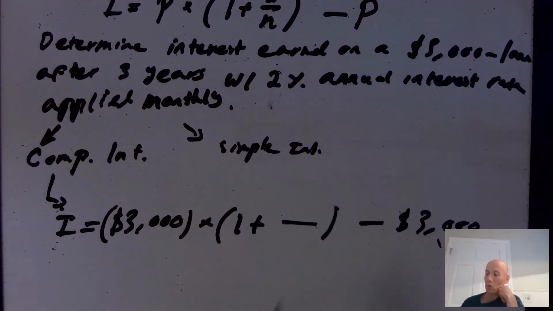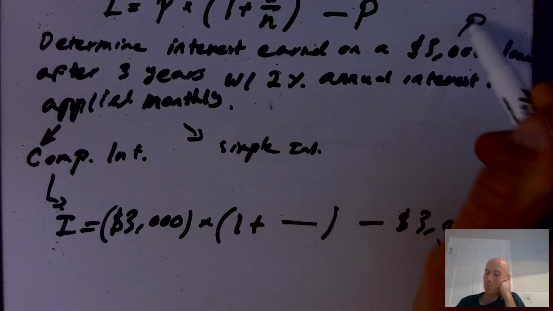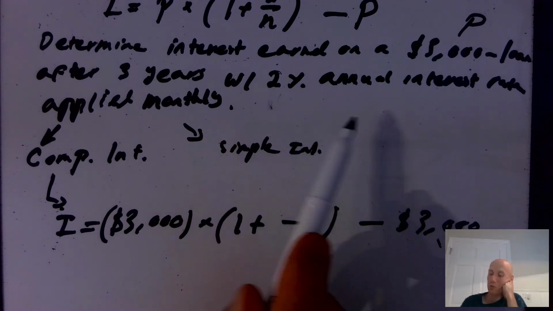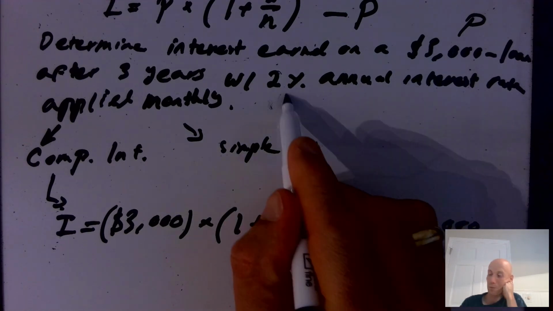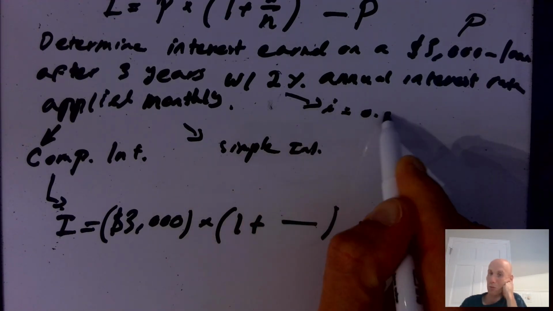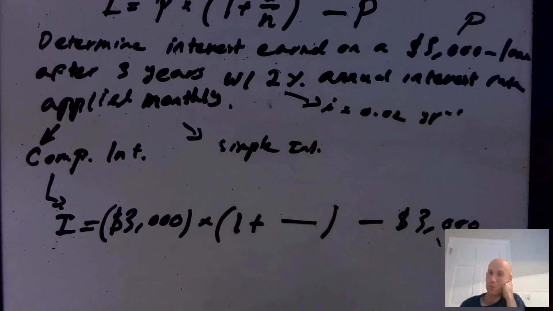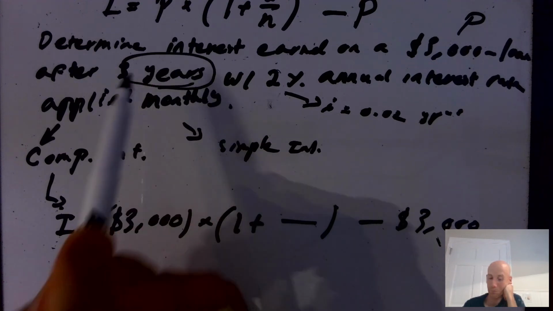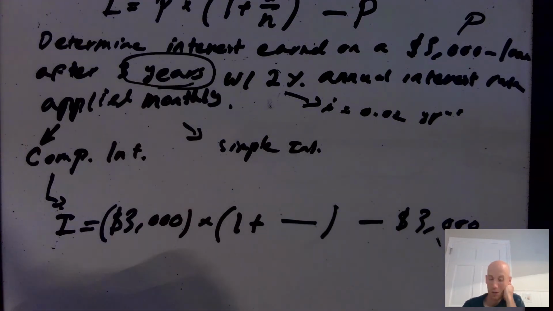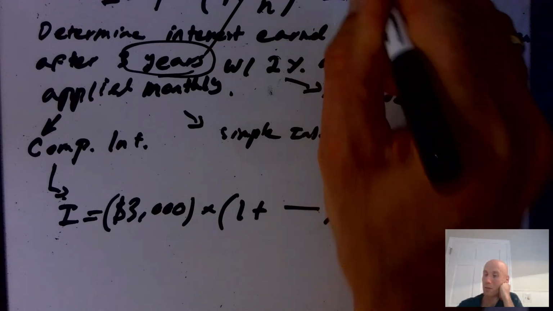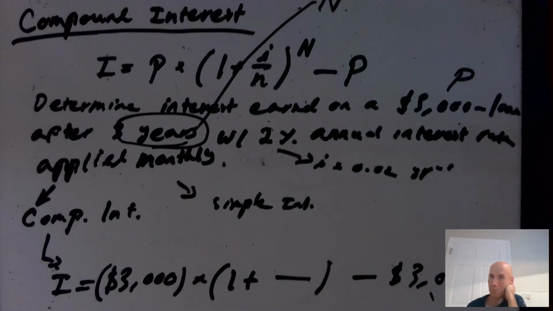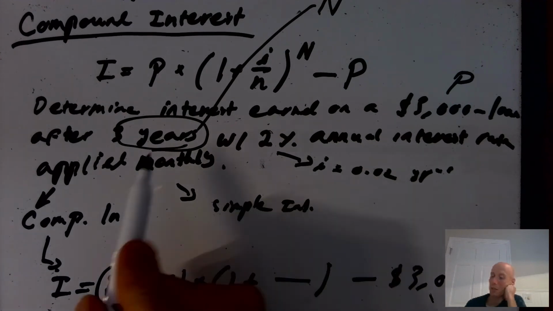All right. So I have a $3,000 loan, and we already determined this is principal. After 3 years with 2% annual interest rate. Okay, 2% annual interest rate, that's little I. I is 0.02 per year. Okay, so that's little I. Big N and little n, a little more complicated, but not so much. So I have 3 years here that I did this. So this tells me the big N. 3 years. Okay. And I know that this is being applied monthly.